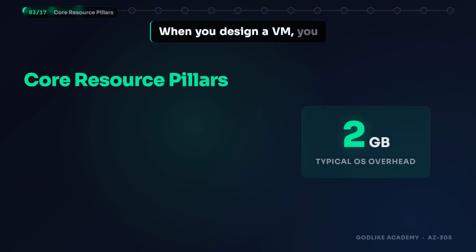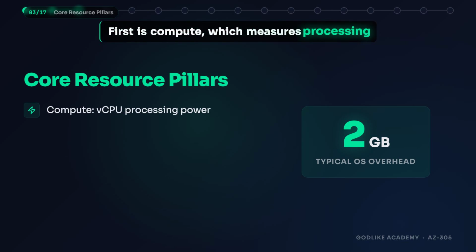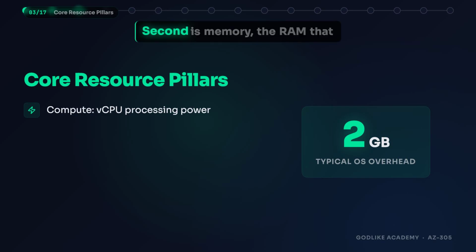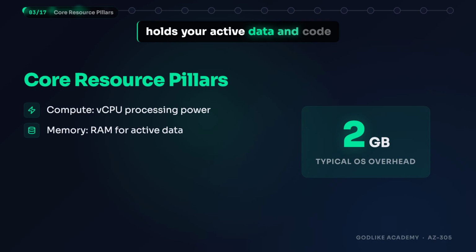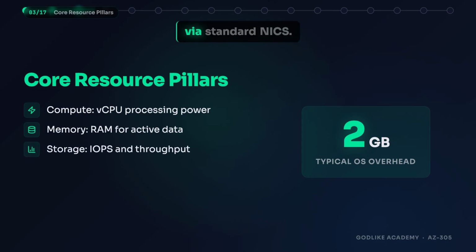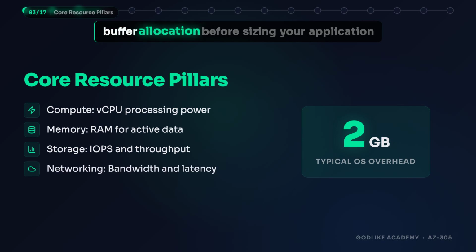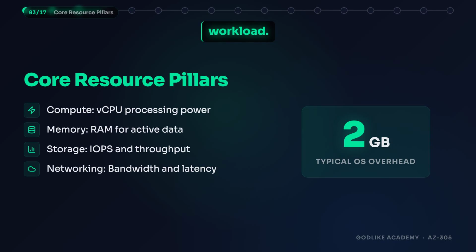When you design a VM, you are evaluating 4 primary dimensions. First is compute, which measures processing power via virtual CPUs allocated through the Azure Compute API. Second is memory, the RAM that holds your active data and code for fast access. Third is storage, where we look at IOPS using managed disks like Premium LRS. Fourth is networking, which dictates bandwidth via standard NICs. A key stat to remember is that the operating system typically consumes 1.5 gigabytes of RAM, requiring immediate buffer allocation before sizing your application workload.